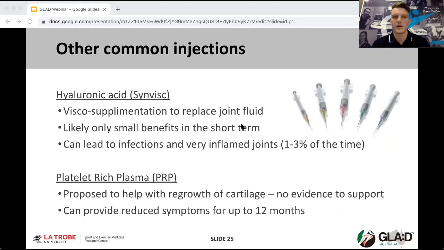All right, so we'll quickly go through some other common injections that you may have heard about. So we've got hyaluronic acid. This is an artificial fluid proposed to replace joint fluid. There is limited evidence of short-term benefit, and risks include joint infection and worsening of your condition. Platelet-rich plasma, or PRP, is proposed to increase the concentration of growth factors in your joint. It uses your own blood, which is processed and then re-injected into your joint. And there is limited evidence that it helps pain for up to 12 months, but this is not conclusive.